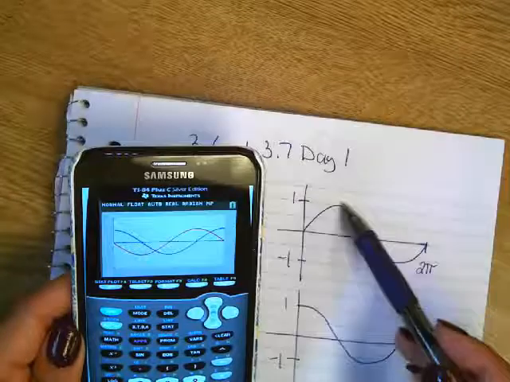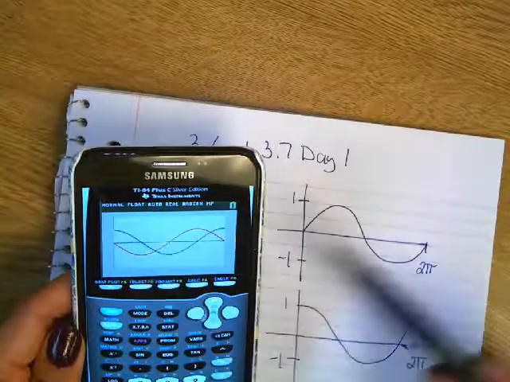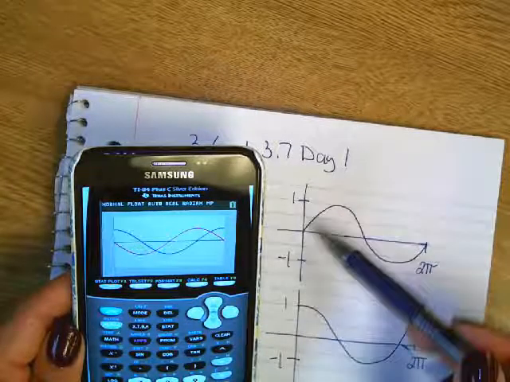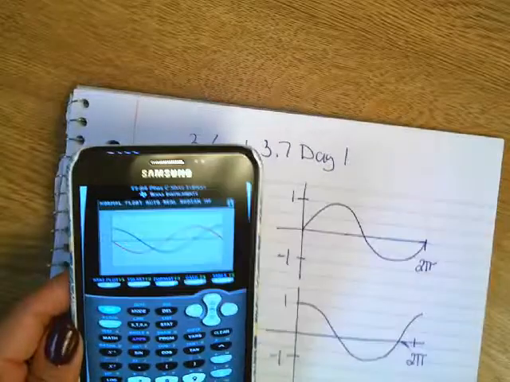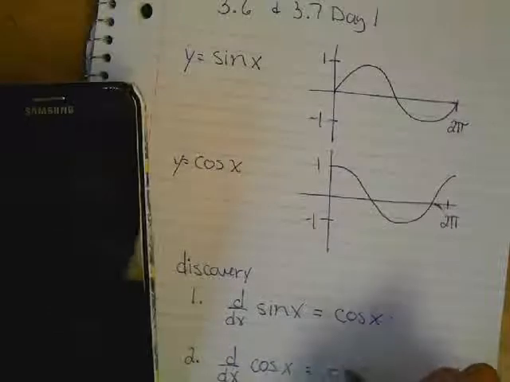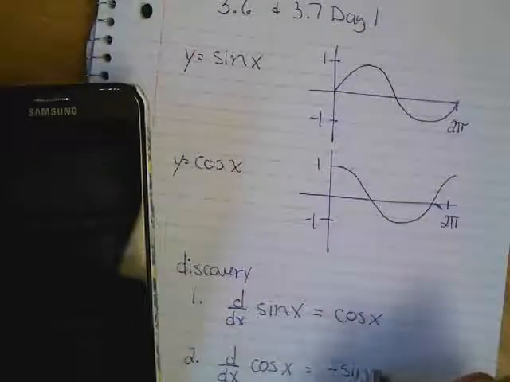Normally it starts on the axis, goes high. Here, this derivative is coming down. So it's the reflection of sine. In other words, negative sine. So the derivative of cosine, our second discovery, is that the derivative of cosine is equal to the opposite of sine.